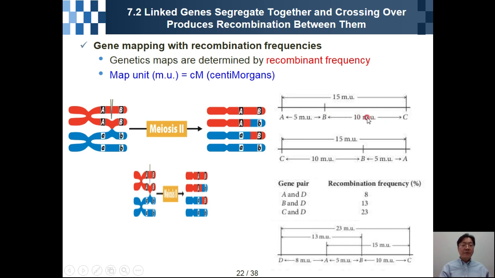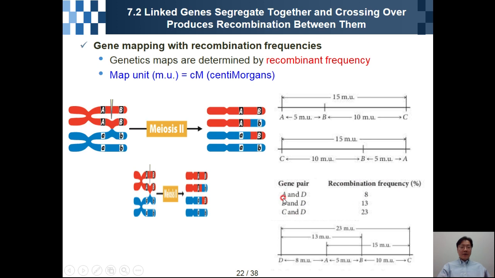Based on this recombination frequency, we can calculate the distance between A and C. A and C will be 15 map units. So this is exactly the same as this one. So this is how we construct the gene mapping.